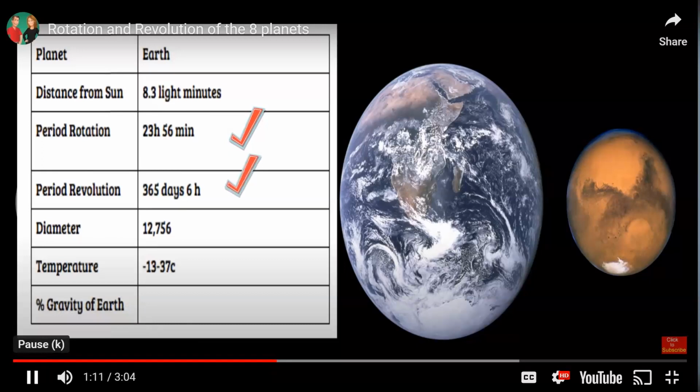Period of revolution, 365 days, 6 hours. And it looks blue from space because it's 70% water. I feel this is very interesting. What is interesting? Look at this. Average. There are some places which are minus 40. There are many places which are above 37.